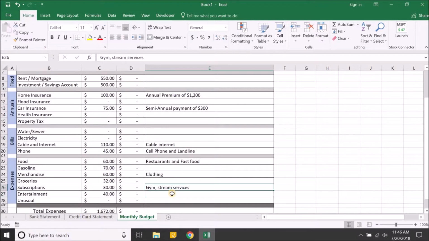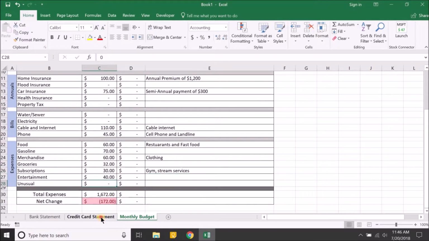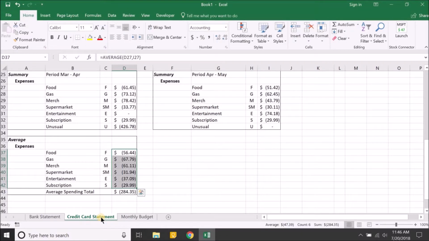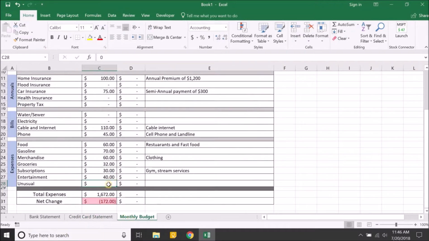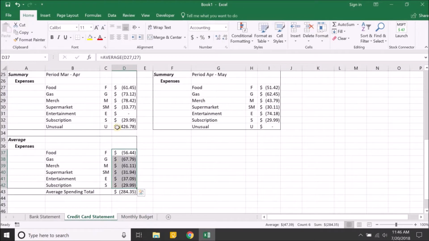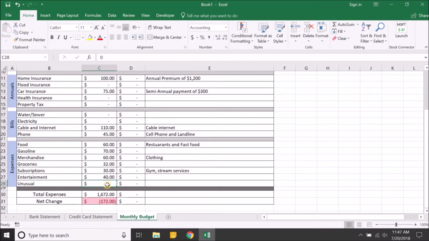Okay? And then unusual, you typically just want to put some amount here. You don't need to put anything too crazy. I mean, if you take the average from this month, it's around 280, which I don't think you'll have, you know, 280 each and every month, because then that would be more of a typical expense. So I would leave that blank, or if anything, put like $100, let's say.